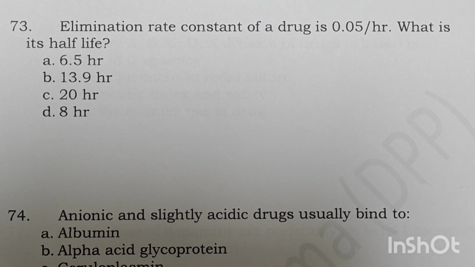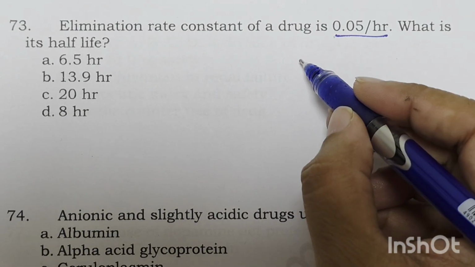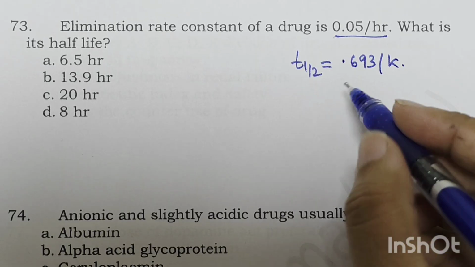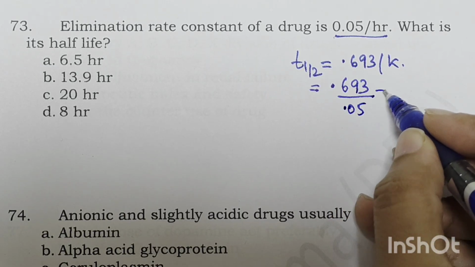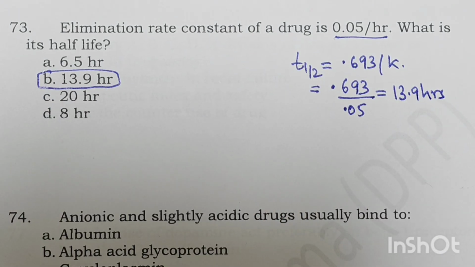Now the question is: the elimination rate constant of a drug is 0.05 per hour. So what is the half-life? Now the formula for half-life: half-life is equal to 0.693 upon K, that is the elimination rate constant. So in this case it is very simple, 0.693 upon 0.05. When you calculate, it will come out to be 13.9. So that is the answer for this question.